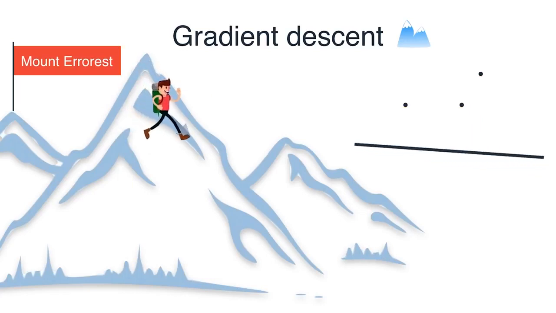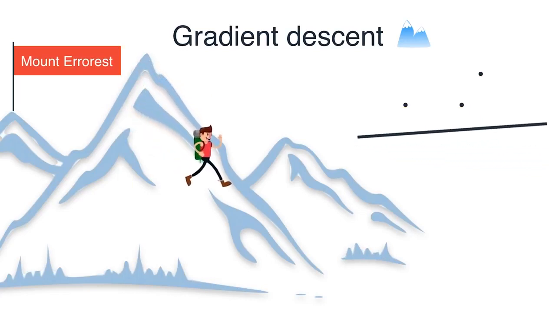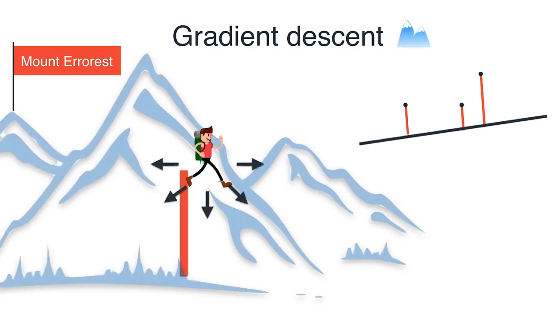So for example here, this seems to be the direction that makes us descend the most. So we take a step in that direction. That is the equivalent of moving the line one step in the direction that decreases the error the most. In a way, we're moving the line closer to the 3 points. So now we've reduced our error and got closer to the bottom of the mountain.